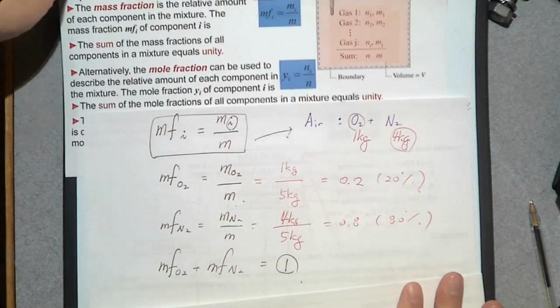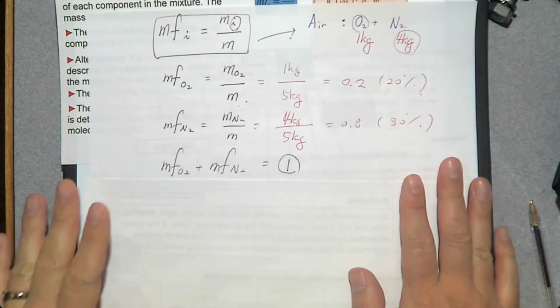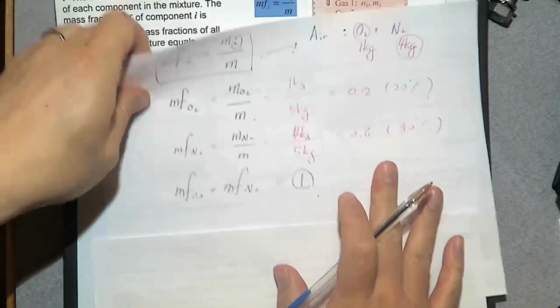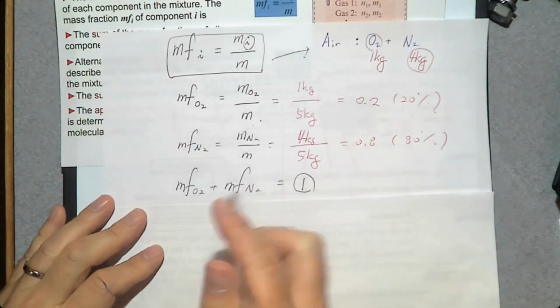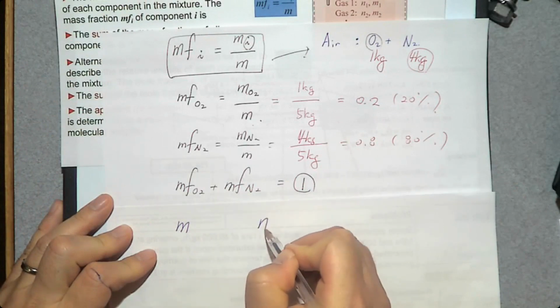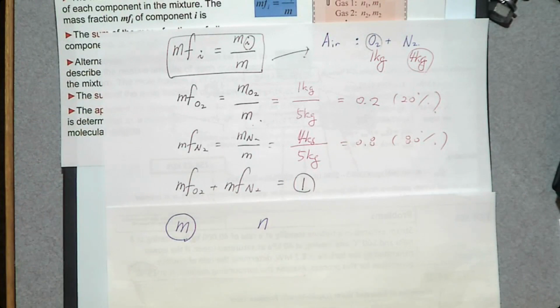Then you can talk about mole fraction. What is mole fraction? Mole fraction is the fraction when you consider this mixture on a molar basis. So how can you determine the mole fraction of this mixture? By the way, mole fraction is Y, mass is M, number of moles is N. So we use mass on a mass system, we use N on a mole system.